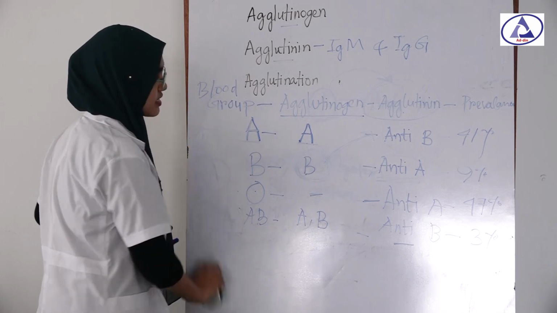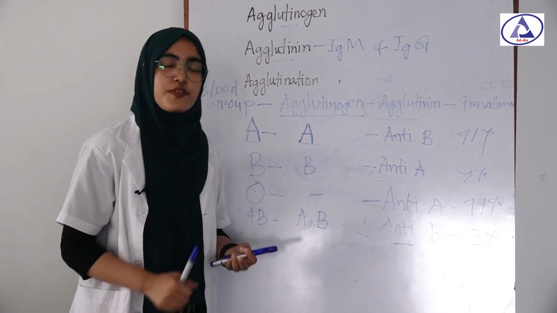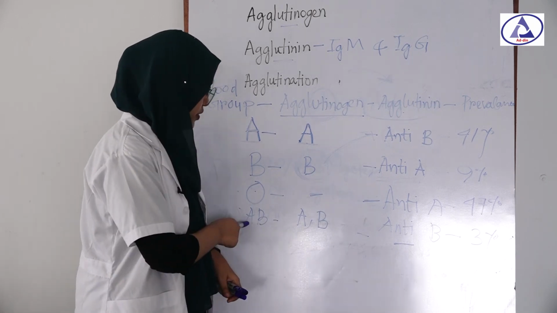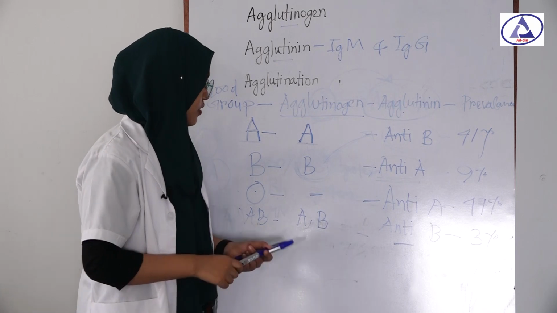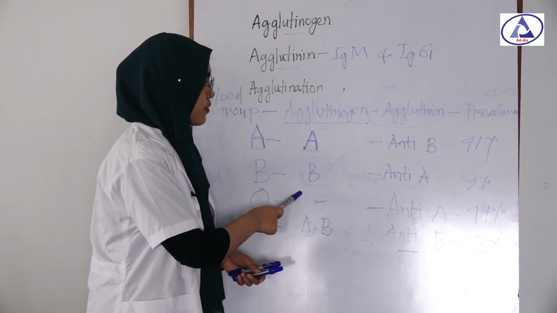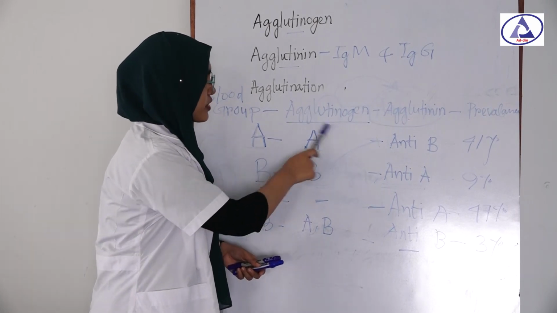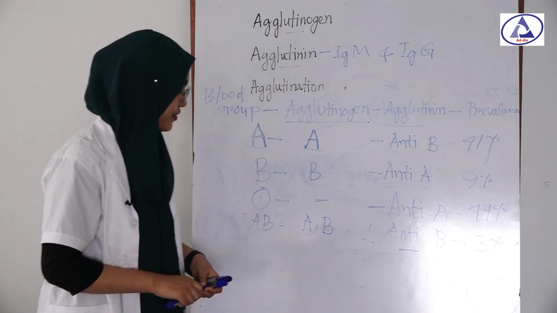There is an interesting thing. Blood group O is considered as universal donor and blood group AB is considered as universal recipient. Why blood group O is called universal donor? Because in blood group O, agglutinogen A and B both are absent. So what do you think?